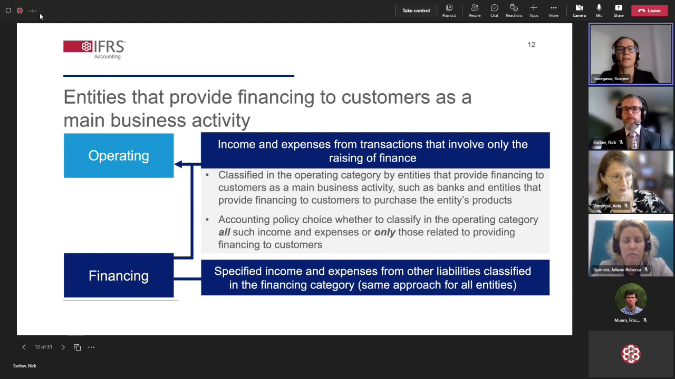Entities that provide financing to customers as a main business activity would classify them in the financing category, the same as all other entities. As a result of the tentative decisions on the financing category, interest expense on lease liabilities and amounts payable for goods and services received are now captured by specified income and expenses from other liabilities and no longer subject to the accounting policy choice for entities that provide financing to customers as a main business activity.